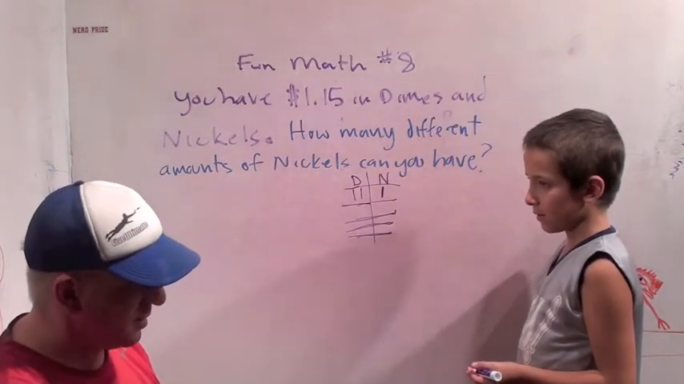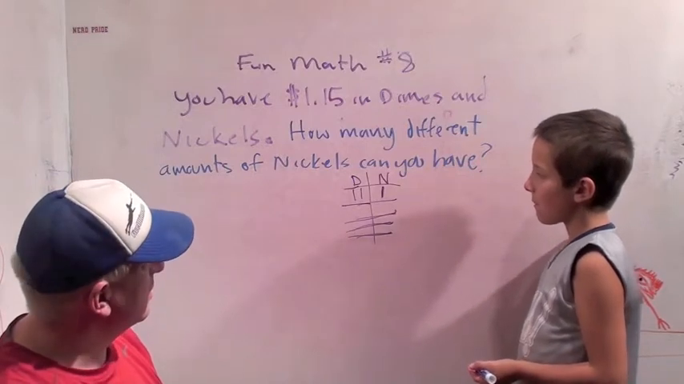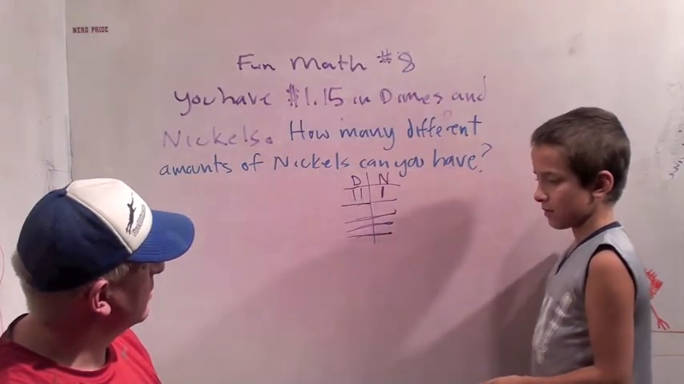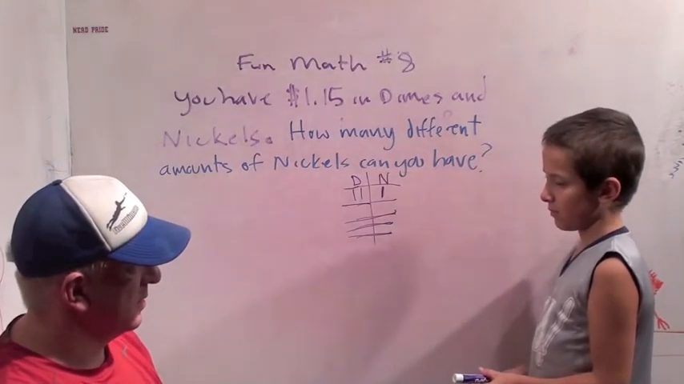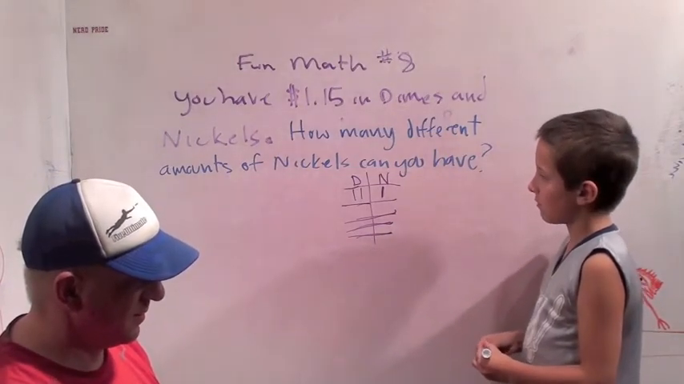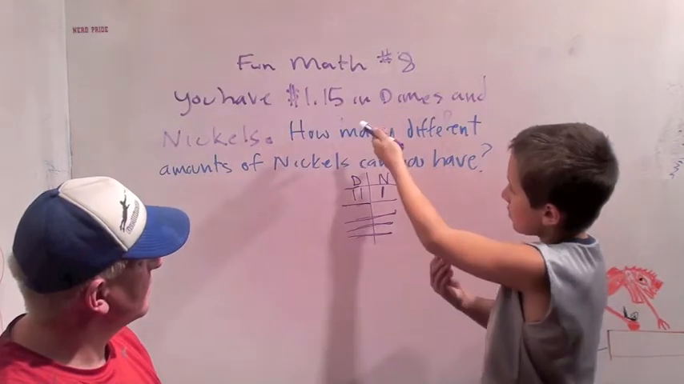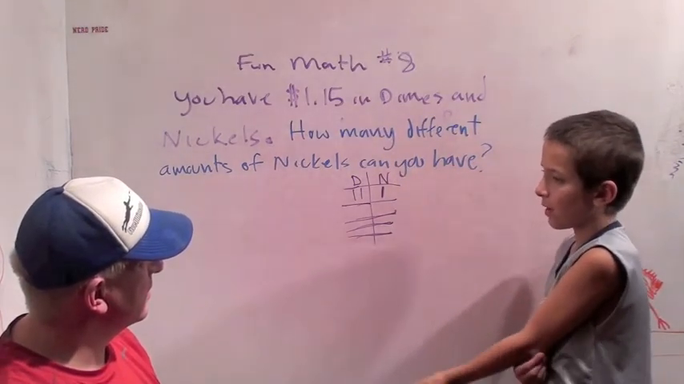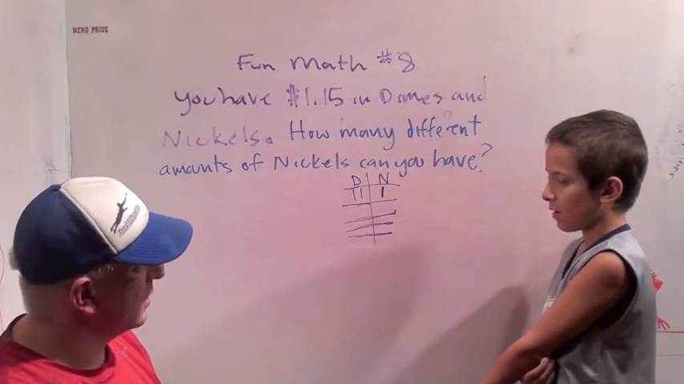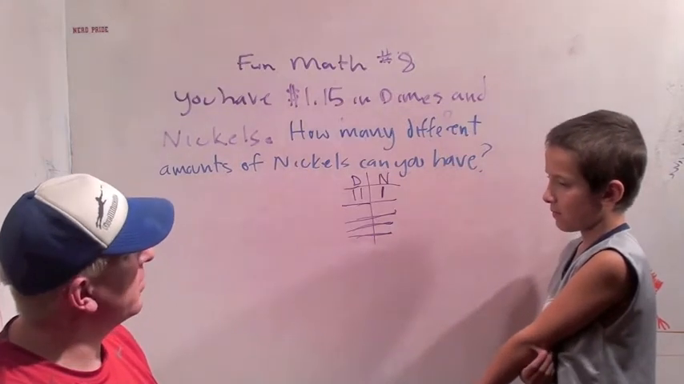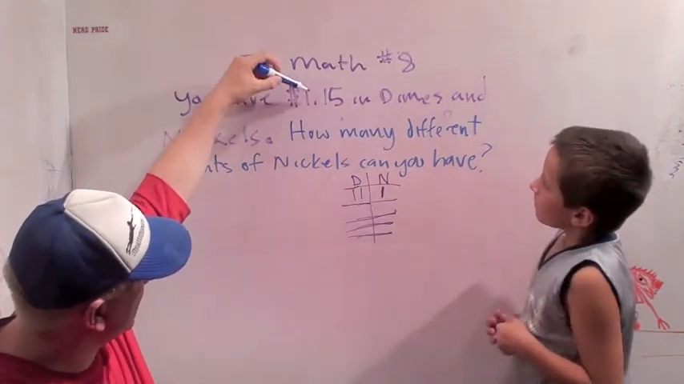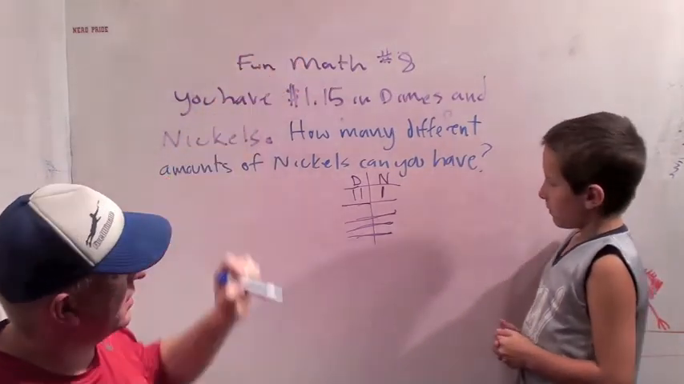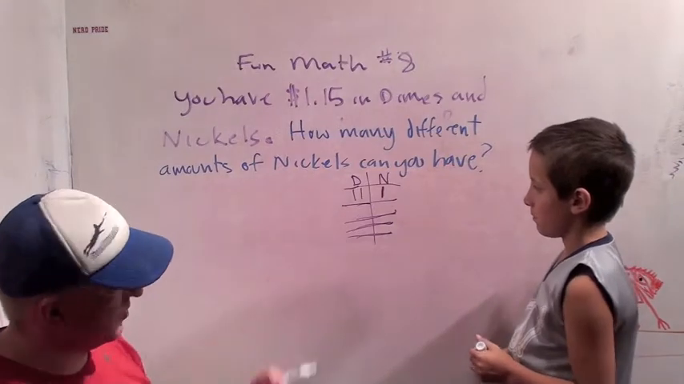What's the next smallest amount of nickels you might have? 3. Why not 2? Because 2 nickels you can't make with just dimes. You can't make the remaining. How much is the rest? 5 cents. If you have 2 nickels, the dimes have to add up to $1.05. Can dimes do that? Nope.